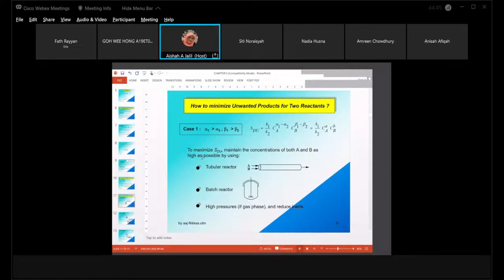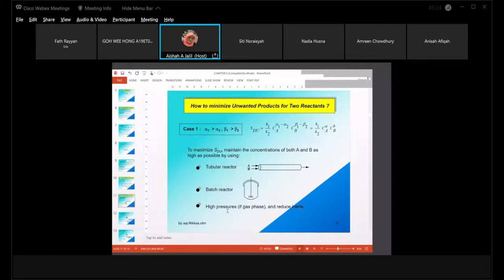Okay, so to maximize the SDU, we have to maintain the concentration of A and B as high as possible. So that's for the concentration. How? We will choose these kinds of reactors. One is the tubular reactor, in which you put the A and B in at the same time, and the batch reactor, where you also can put the A and B in at the same time with high concentration.